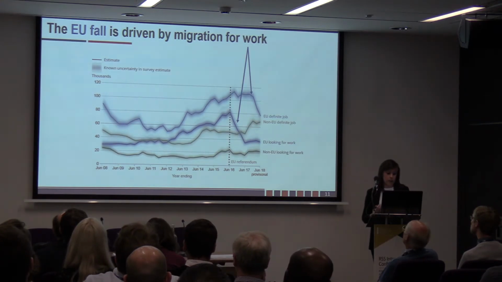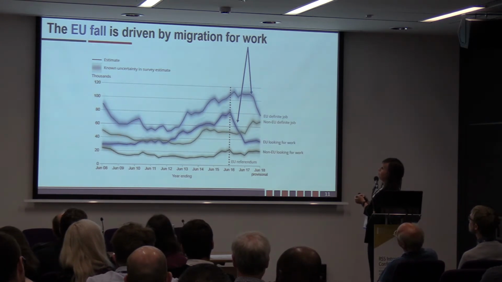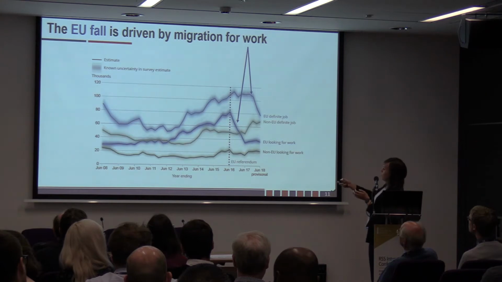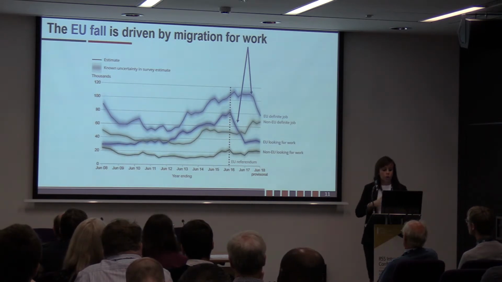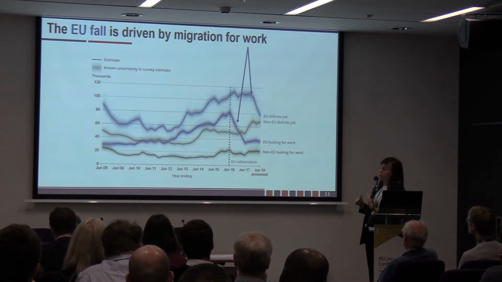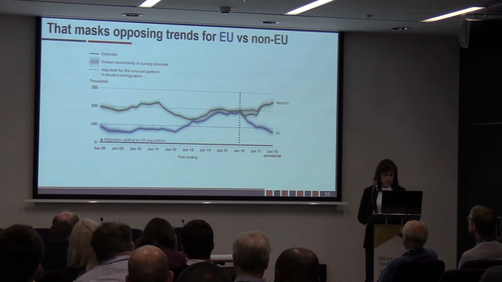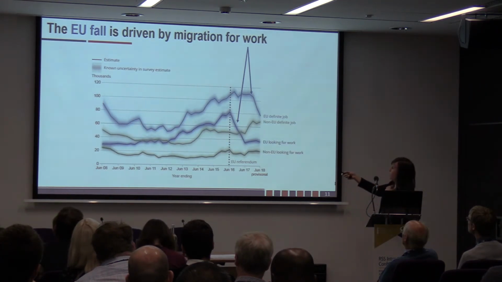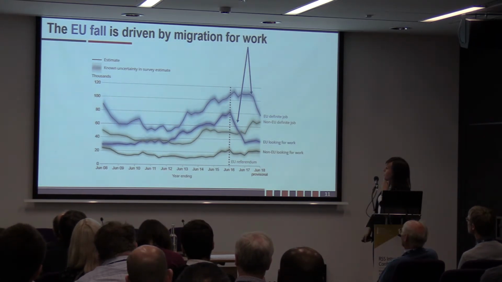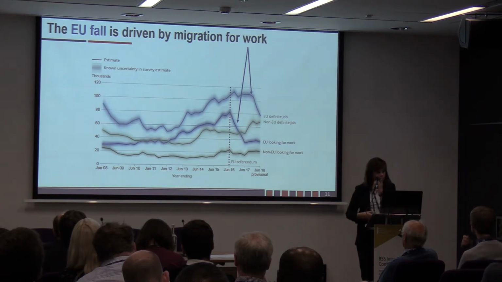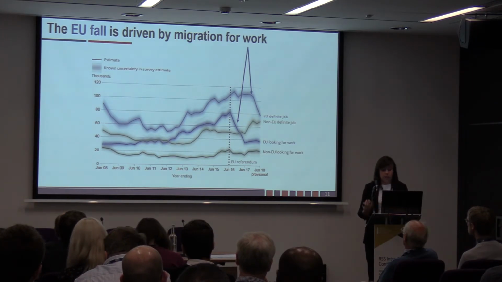We can also then split this down by looking at the EU fall being driven by migration for work. So if we look at the EU immigration by those who are looking for work and those who had a definite job, we can see that that's decreasing, and that drives the decrease in the overall EU immigration. And you can see that there's a slight increase for the non-EU definite jobs, and that this one isn't really changing very much. But we can see that the decrease in immigration is being driven by EU looking for work.